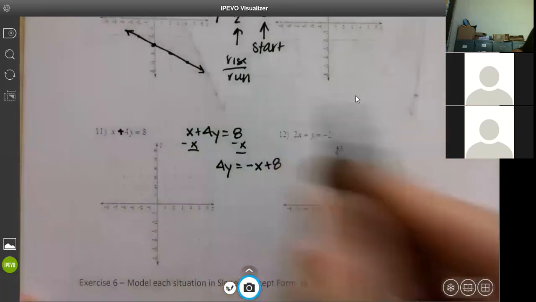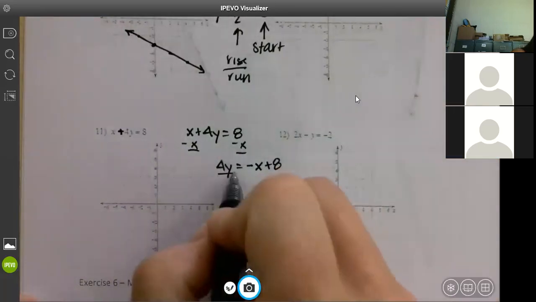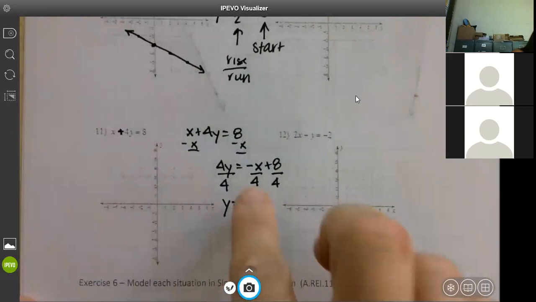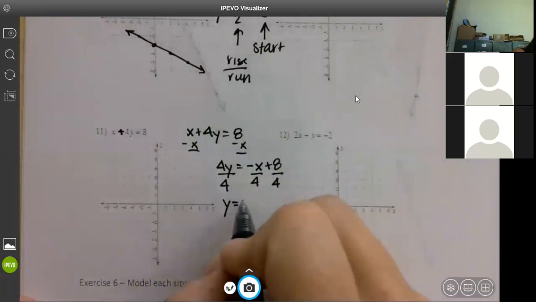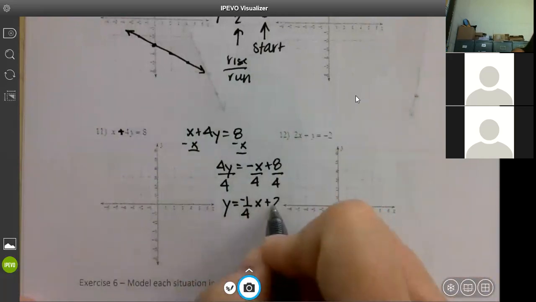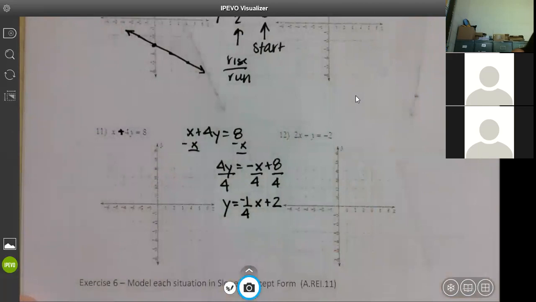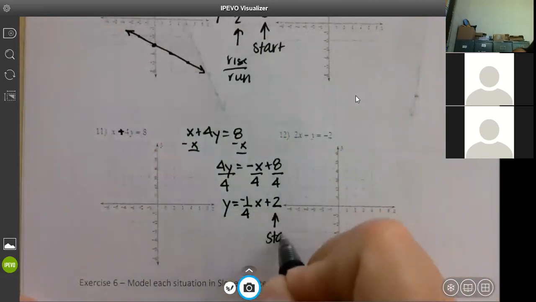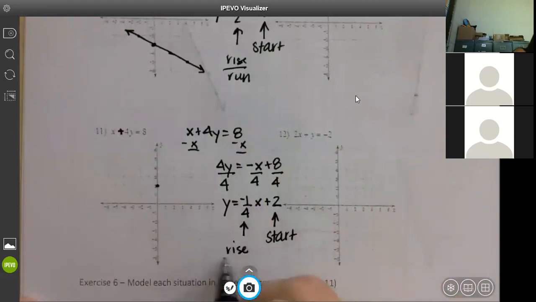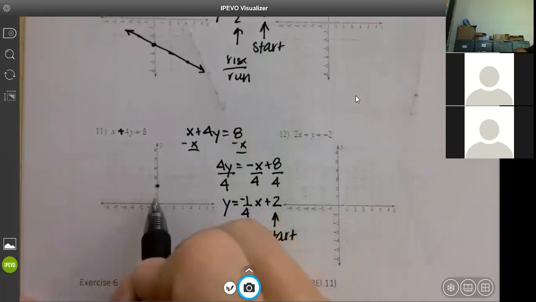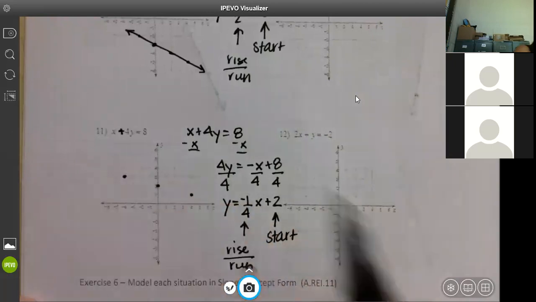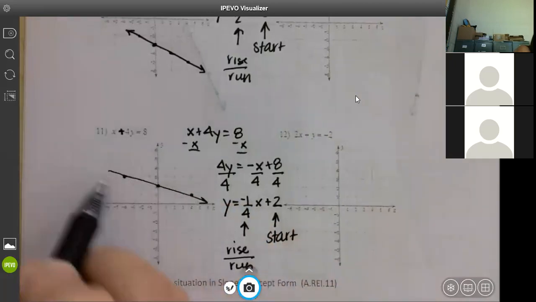Last step is to divide by 4. We get y equals, how do I rewrite this x part right here? And then 8 divided by 4 is 2. What's this tell us to do? Start at 2. And do what? Down 1 over 4. Down 1 over 4, can't fit it, or up 1, left 4. Great job.